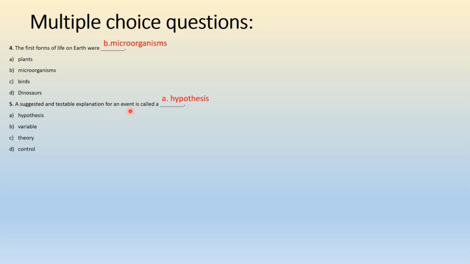So a suggested and testable explanation, it's a hypothesis. So the first form of life on Earth were microorganisms. So you need to watch out for that one. These tiny single cell organisms are believed to have appeared on Earth billions of years ago, long before the plants, the birds, or the dinosaurs occurred.